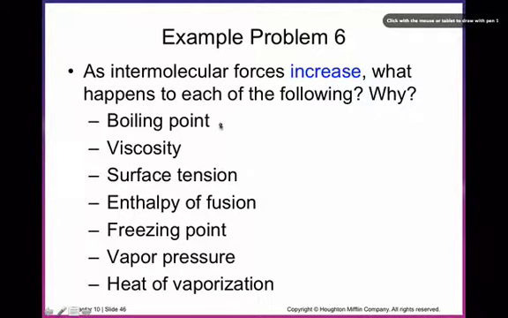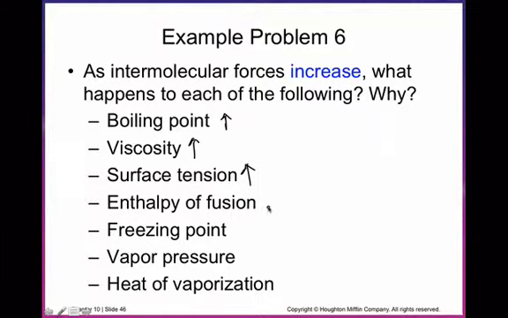Okay, boiling point. As the intermolecular forces get stronger, the boiling point should go up. It should become harder to change it from a liquid to a gas because there's greater forces holding them together. Viscosity should also increase because they're being held together more. They're not going to flow as easily, so they're going to appear more viscous. Surface tension should also increase. Again, molecules are being held more tightly together. There's a greater attraction between them, so the surface tension is going to be higher.